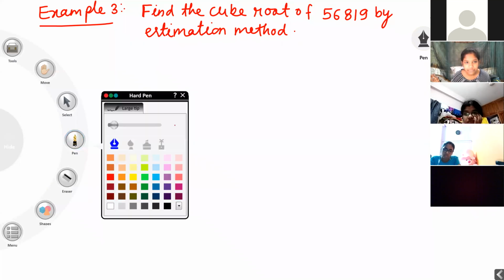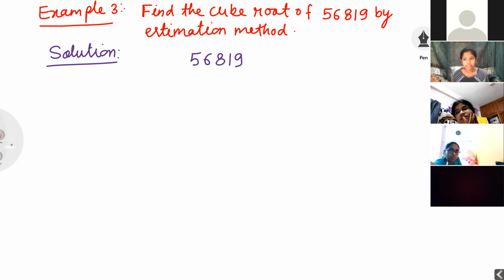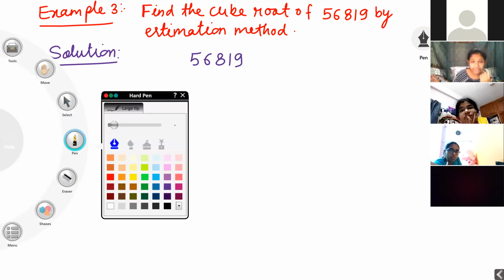Yes, those who are unable to solve, again I'm explaining this question. Concentrate here. The digit is 56,819. I want to make pairs from the right side. This is our first step.